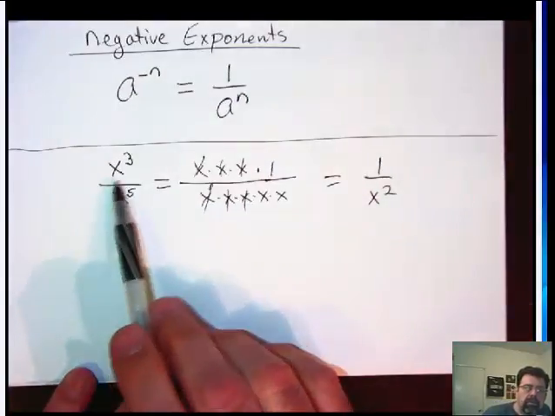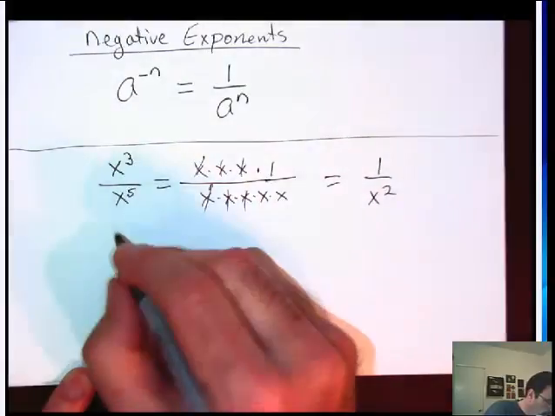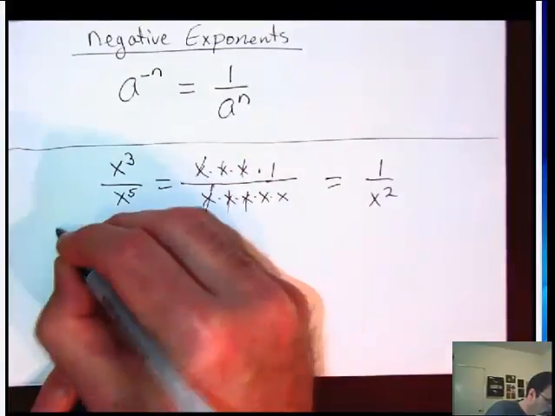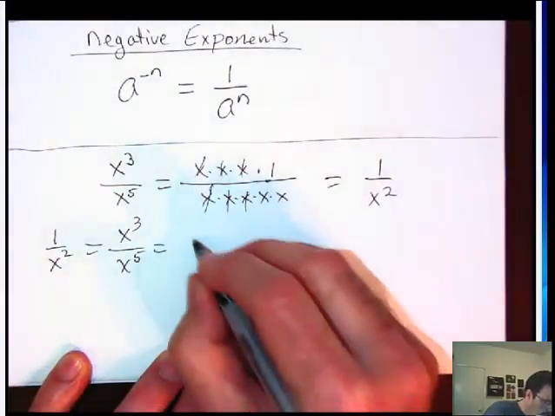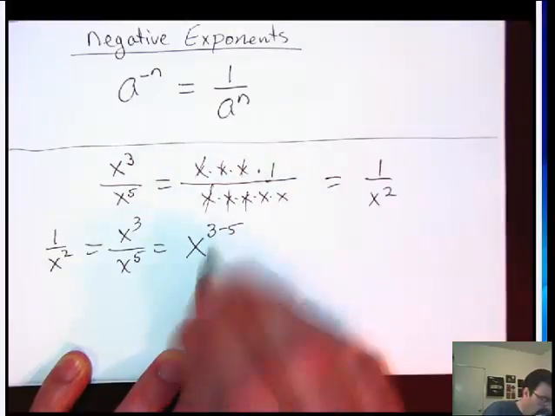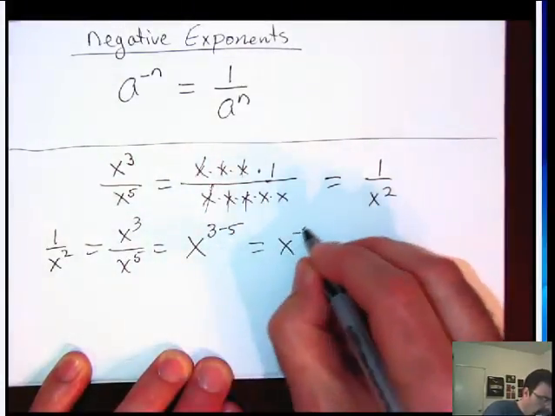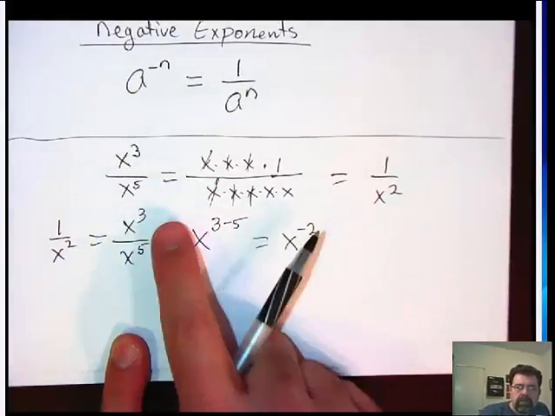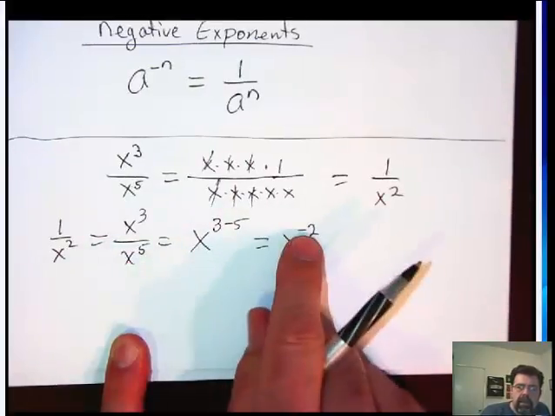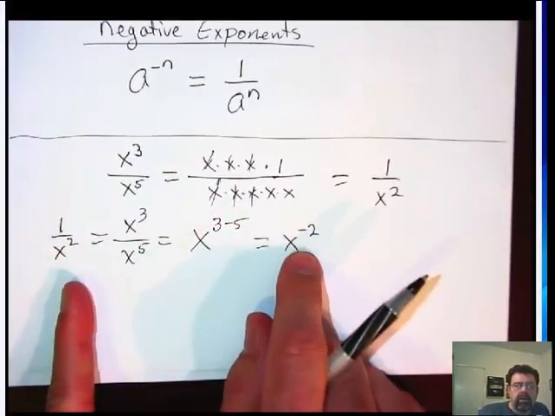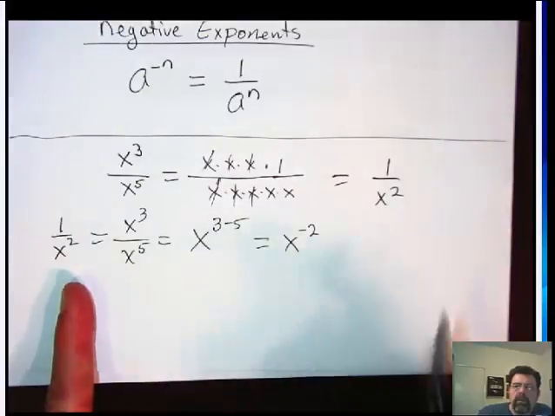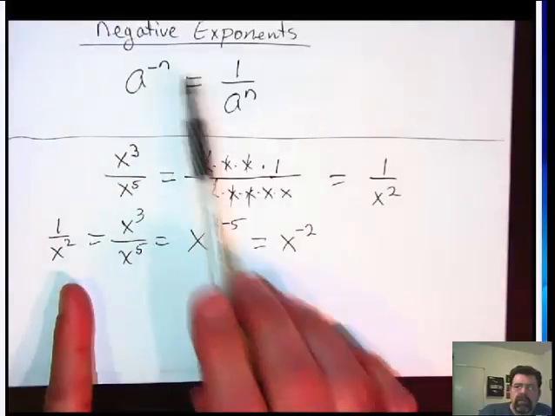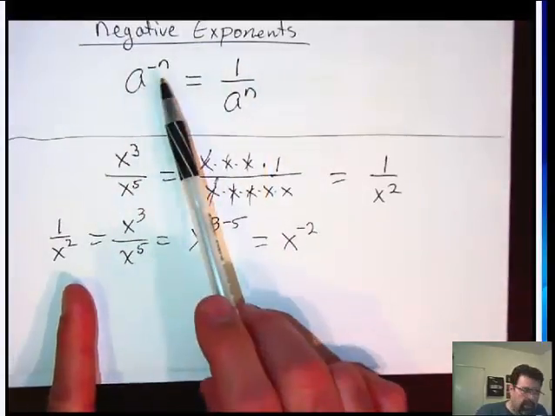But if we use the quotient rule, x to the third over x to the fifth is supposed to be, you subtract the exponents. 3 minus 5 would be negative 2. So again, if you just follow the chain of events here, this chain of equals, x to the negative 2 would have to be defined to be 1 over x to 2. Otherwise, you get a contradiction. So that's how negative exponents work. Anything to the negative exponent makes it the reciprocal, and you just change the sign.